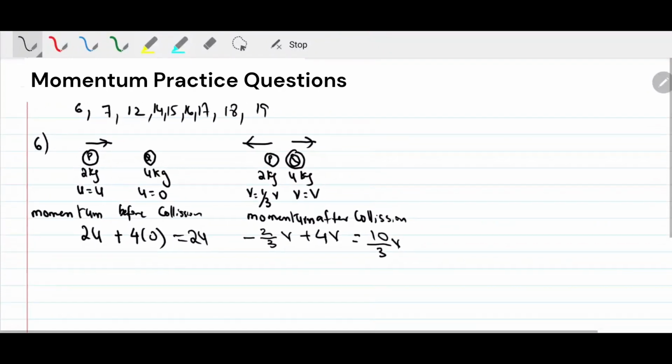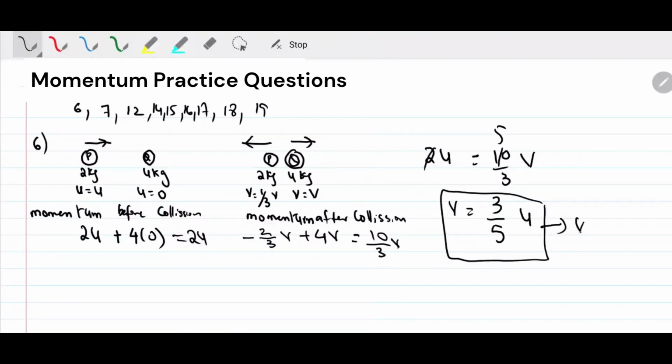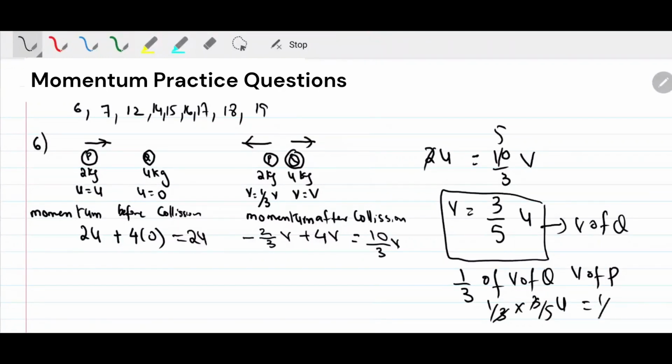So we know that the momentum before collision and momentum after collision are same. So 2u is equal to 10 upon 3V, and V is equal to 3 upon 5u, which is the velocity of Q. Velocity of P is 1/3 of velocity of Q, 1 upon 3 into 3 upon 5u, that is 1 upon 5u, and it is proved.